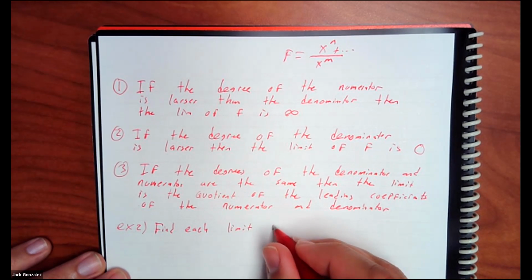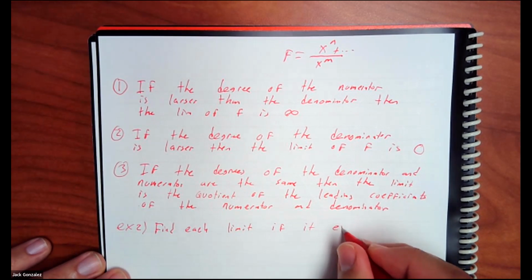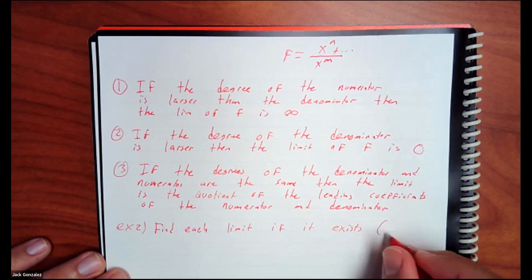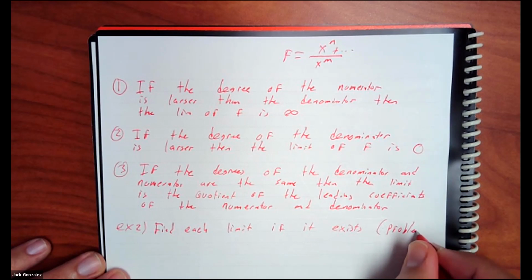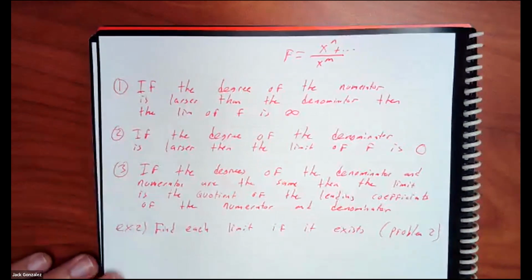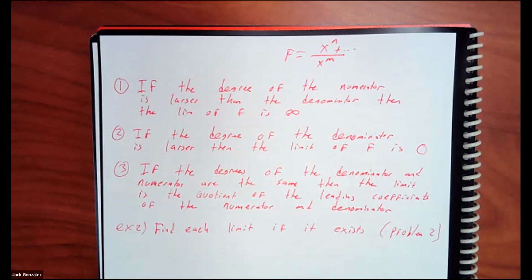Example 2, find each limit if it exists. Can you read two again? So if the degree of the denominator is larger than the numerator, then the limit of f is 0.